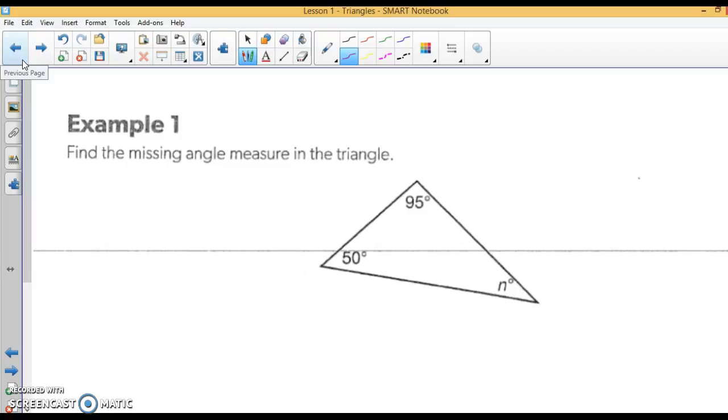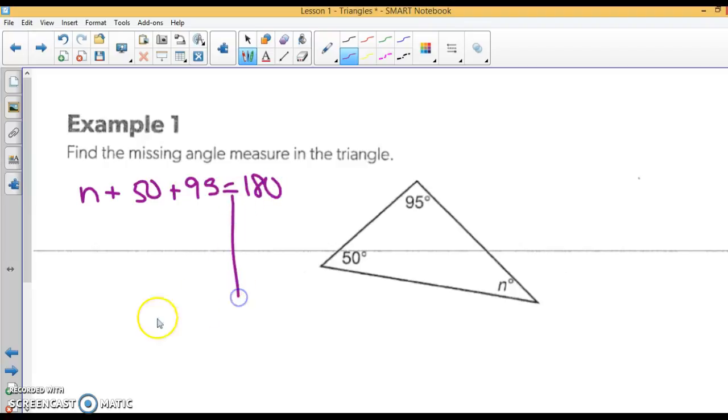Okay, find the missing angle. So, what's our rule? The three angles in a triangle add up to 180. So my equation is going to be N plus 50 plus 95 has to equal 180. So when I solve this, I'm going to get N plus 145 equals 180. Subtract 145, and I get N is 35 degrees.